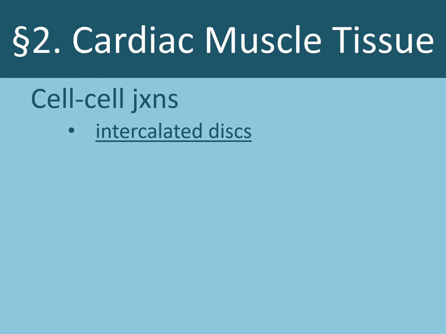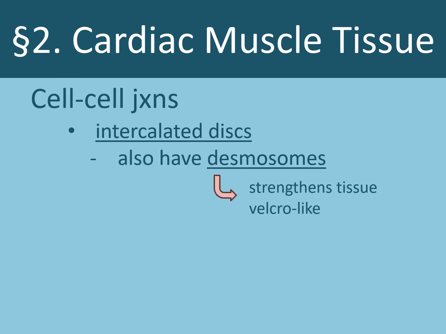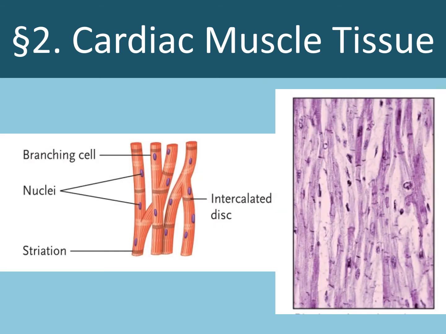Intercalated discs also contain another type of cell-cell junction known as desmosomes. Desmosomes are Velcro-like proteins that help strengthen and hold together the tissue. Again, here's a diagram showing myocardial cells. You can see these cells are connected end on end, with some of them branching. These darker regions represent where two cells are connected together. Those are the intercalated discs. So it's these regions that contain desmosomes and gap junctions.